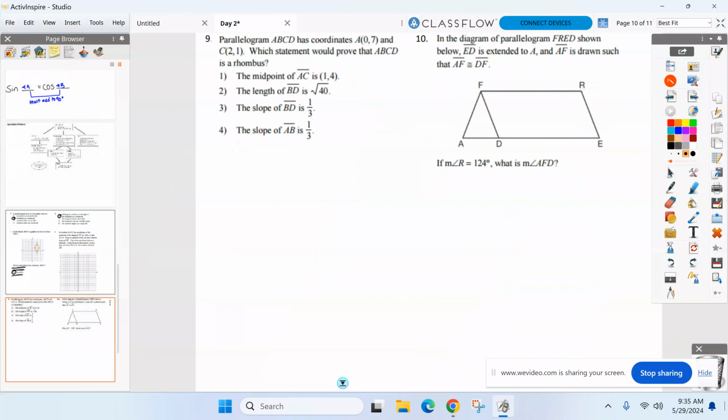Properties of a parallelogram. Angle R is 124 degrees, and side segments AF and FD are congruent. I need your help getting me to angle AFD right now. Get me to angle AFD.